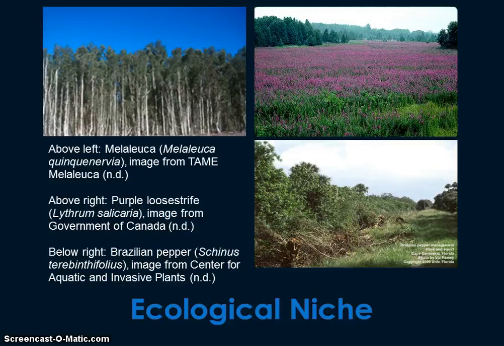For example, when plants and animals are introduced into a new environment, they can occupy the new niches of native organisms, outcompete the indigenous species, and/or become a serious pest. Some examples of invasive introduced species are shown here, including the Melaleuca, Melaleuca quinquenervia, purple loosestrife, Lythrum salicaria, and Brazilian pepper, Schinus terebinthifolius.